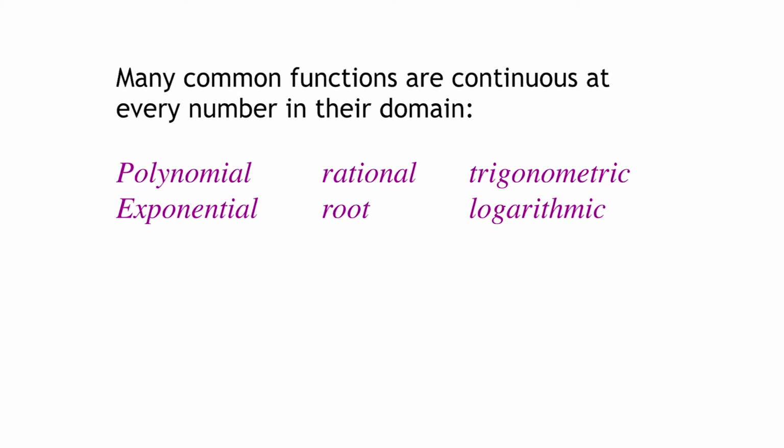So the direct substitution property makes it pretty straightforward to evaluate limits for continuous functions. We simply plug in the value x is approaching into the function. And the good news is that many common functions we have learned are continuous at every number in their domain. Polynomials, rational functions, trigonometric, exponential, root functions, logarithmic functions, they are all continuous at every number in their domain.